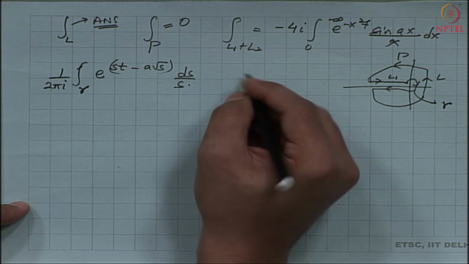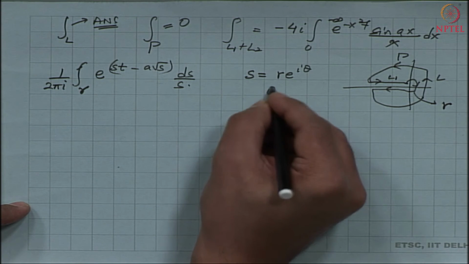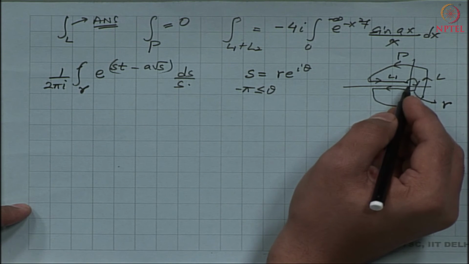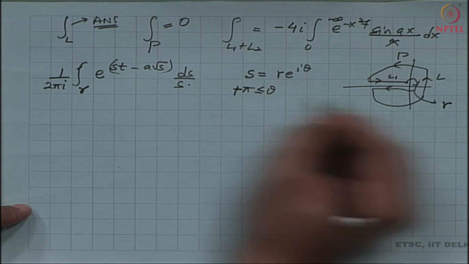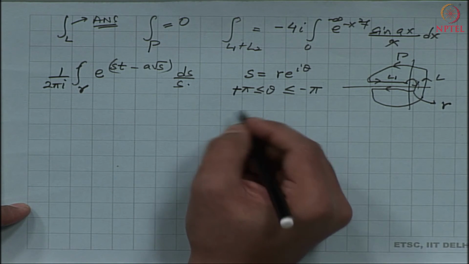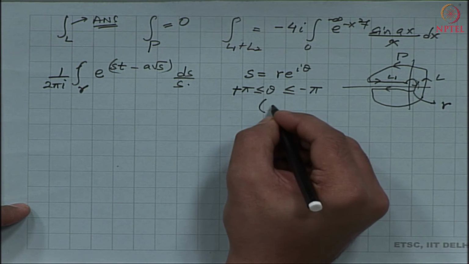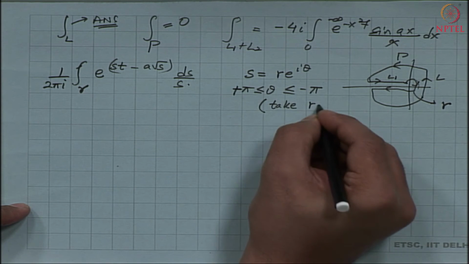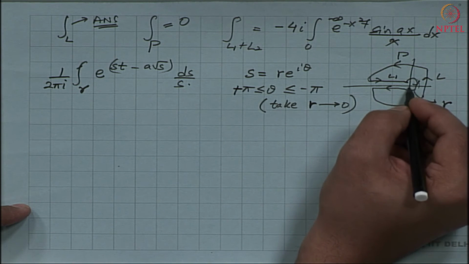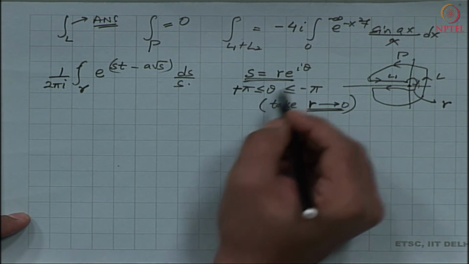Notice that over gamma, I am going to choose s equal to, let us say, r e to the power i theta, where theta varies from plus pi to negative pi. So, we are going clockwise. Also, in this scenario, when we want to come closer and closer to the point 0, I have to take the limit r going to 0. So, this small semicircle is indeed very close to the point 0 in this limit.